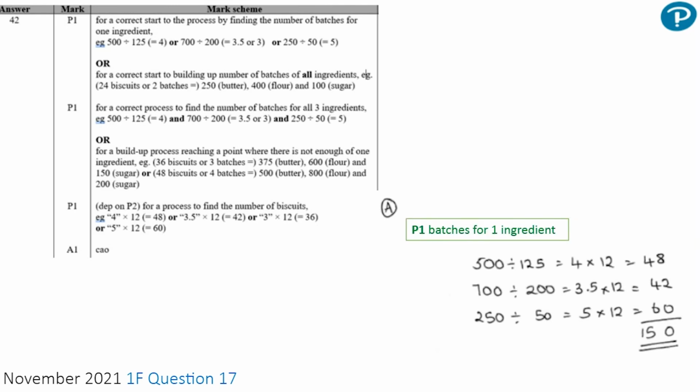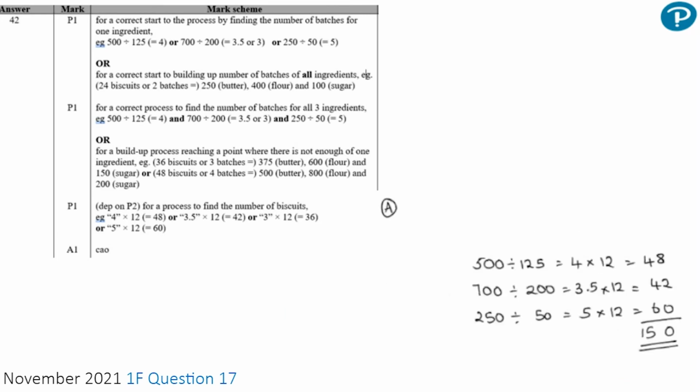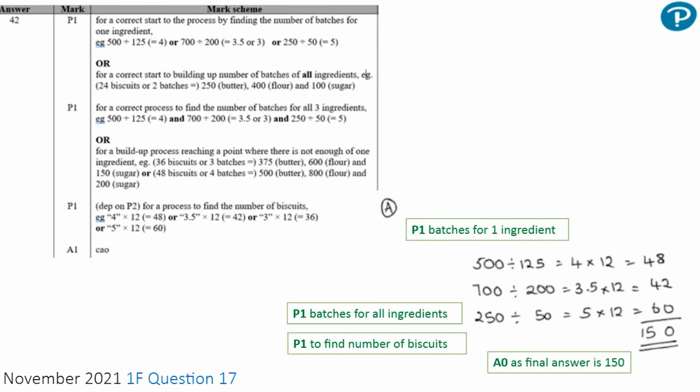They've got the batches for 1 ingredient, always going to get 1 mark for 1 ingredient on recipes. They're able to work out the batches for all ingredients. They then worked out the number of biscuits, got to 150 because they've added them together. So rather than come to the conclusion that, got to do that again, they've added them together rather than just made the conclusion that the number of biscuits was 42, because that's the maximum number of biscuits. Such a shame when it's the understanding.